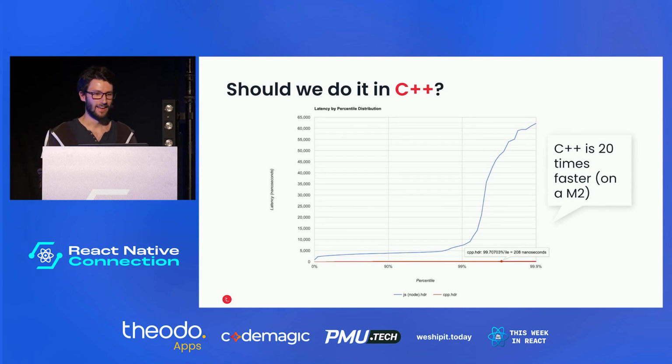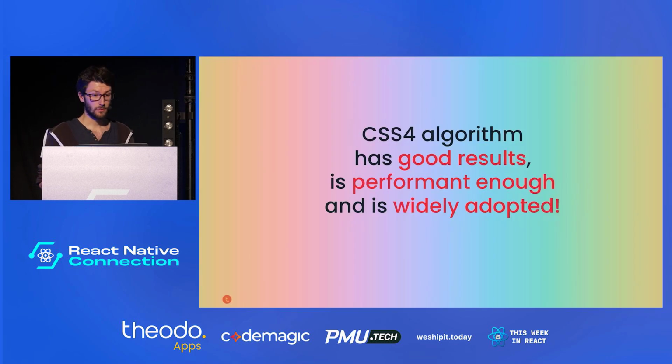Of course. The C++ algorithm is 20 times faster. This benchmark, we ran it on a Mac M2, but we are confident that on another device it will be even faster. So with these results, we have that the CSS4 algorithm produces the best visual results, is performant enough, and is already widely adopted. So that's what we propose to implement in React Native.